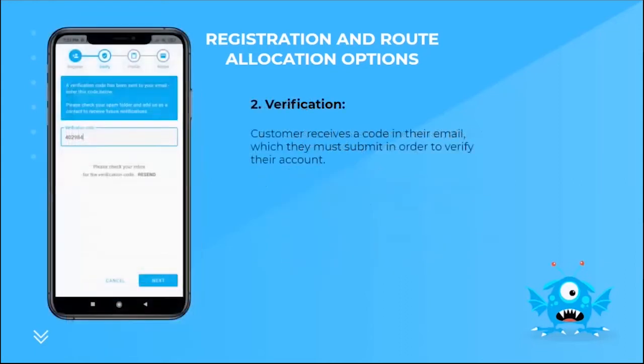The second step in the registration is the verification process. Basically, the app sends your customers a verification code to their email, and we can also set it up to be sent to their mobile phone by SMS. So the customer will receive a code that they must enter to verify their account. Once they enter this code and hit next, the account will be already registered in the system, but of course the customer will need to complete the registration in order to access the app.